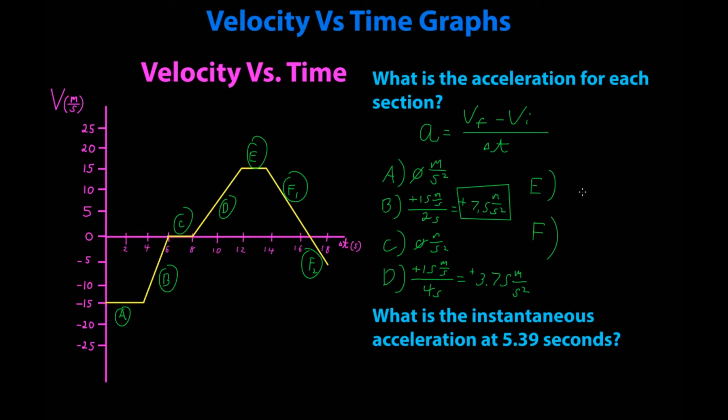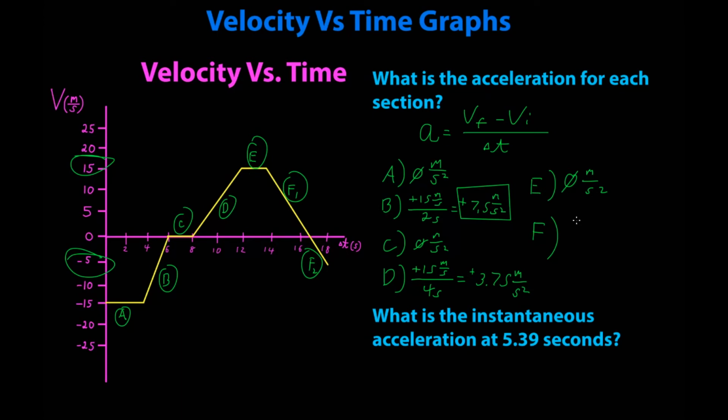For E, we have a constant velocity of 15 meters a second, so again, we have no acceleration here. Now, F1 and F2. For a velocity versus time graph, acceleration is represented by the slope of the line. So F1 and F2 actually have the same acceleration. I'm not going to bother getting them in pieces, because I know it starts at 15 meters a second and ends at negative 5 meters a second.